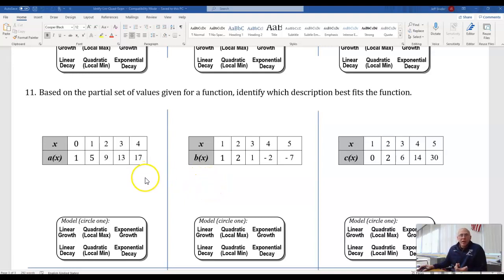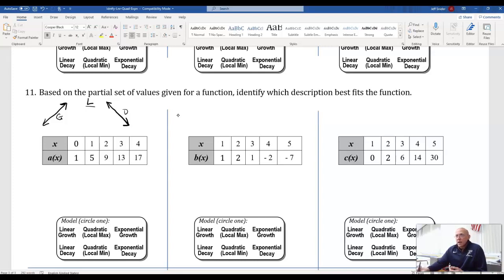Okay? So what do we have to know? Well, we have to know what the shapes of these graphs are. So real quick, we should all know by now, hopefully, that this would be a linear function, L. This would be a linear growth, with a G, and this would be a linear decay. We also call those increasing and decreasing.